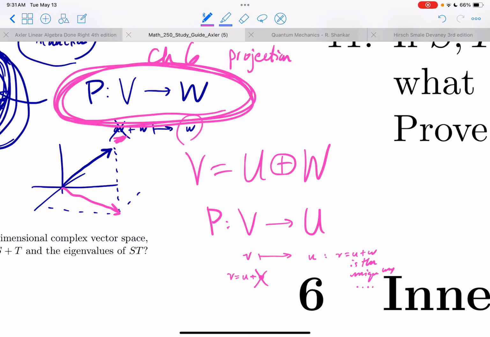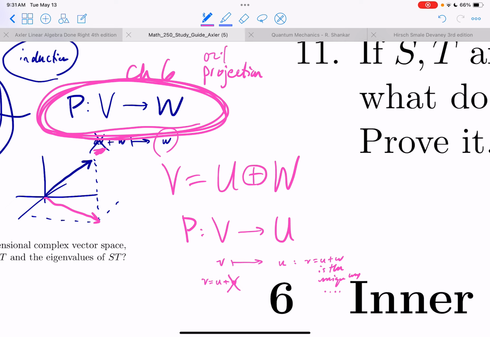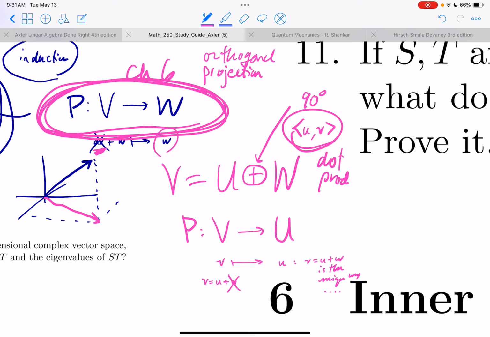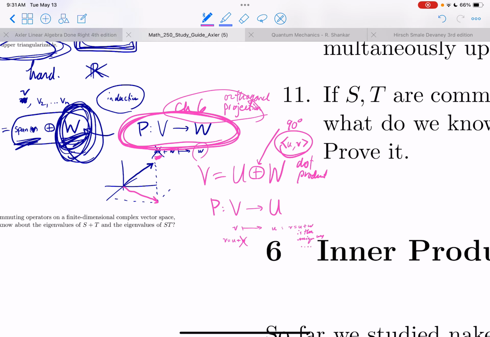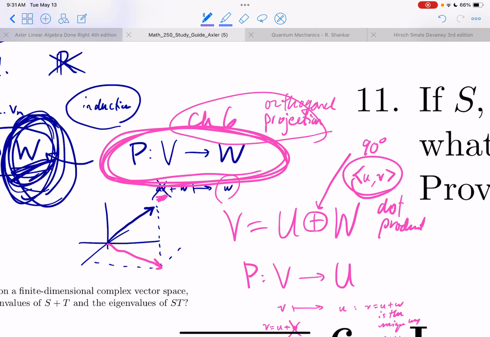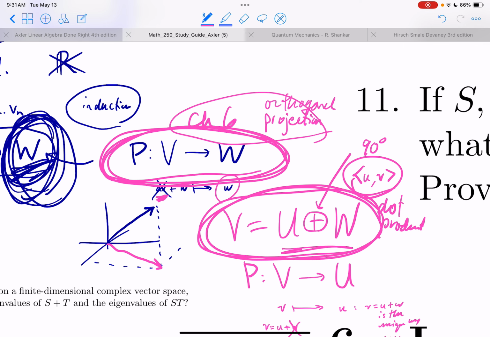Okay. Now in chapter 6, we're going to do something even more special called orthogonal projection. And that's where this direct sum is actually sort of like a 90 degrees kind of thing. But we're going to need a way to measure the angle between vectors. So we're going to need a sort of dot product, also called an inner product. And that's the subject of chapter 6. Okay. But projection can be used even without an inner product, as long as you have a splitting of your space as a direct sum.